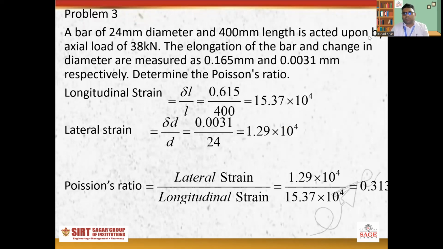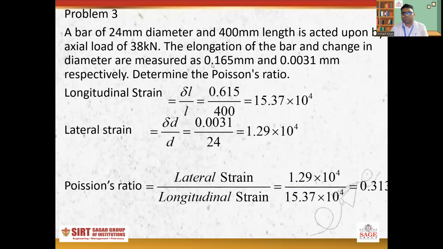Here is a simple numerical, so you can better understand this concept of Poisson's ratio. A bar of 24 mm diameter and 400 mm length is acted upon by an axial load of 38 kN. The elongation of the bar and change in diameter are measured. So the change in length and the change in diameter are given. Determine the Poisson's ratio.